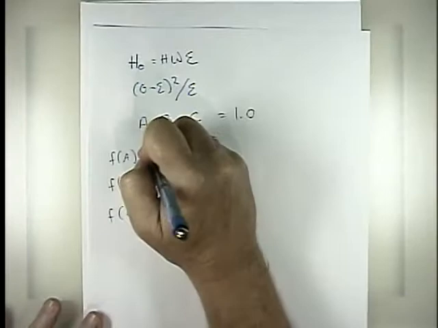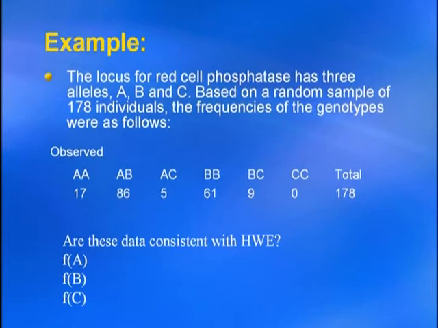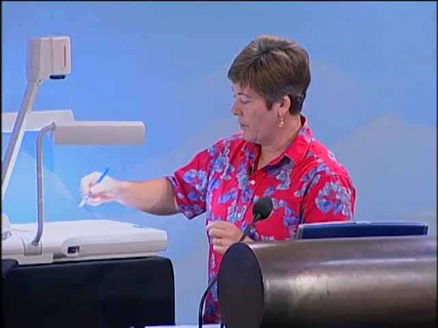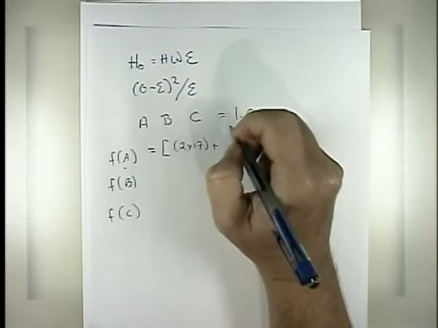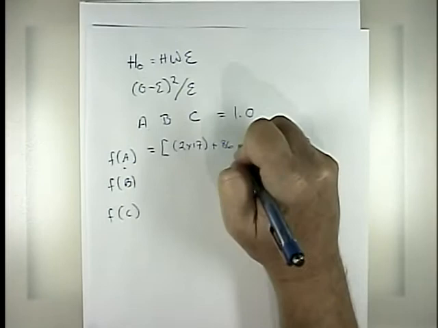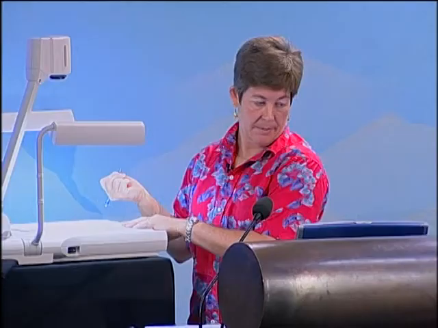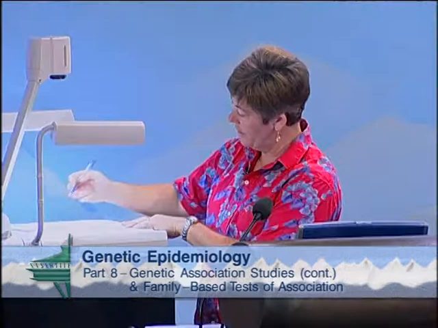So, what we're going to do here is look at all the genotypic classes that we have and figure out what the frequency of the A allele is. And you'll notice that for individuals who have the AA genotype, that actually counts twice because they have two A alleles in that genotype. So what we're doing here is counting up how many A alleles we observe in the population. There are 17 individuals with the AA genotype, so we're going to have 2 times 17, plus 86 individuals who have the AB genotype, plus 5 individuals who have the AC genotype, and then there are no other A alleles present in the rest of those classes because they're all B or C alleles. Okay, so this is the number of A alleles we have.